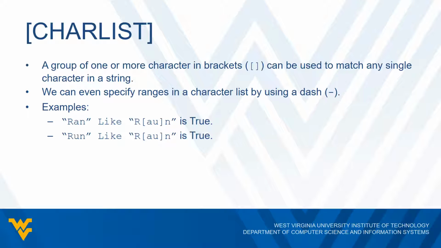Let's try another example. Here we have the same pattern, but now we're comparing it with the string run. The first character is fine because it's a capital R. The second character is a U, which once again matches one of the characters in our list because it can be either A or U. The third character is an N, therefore this is going to give us true. Hopefully this makes sense so far.